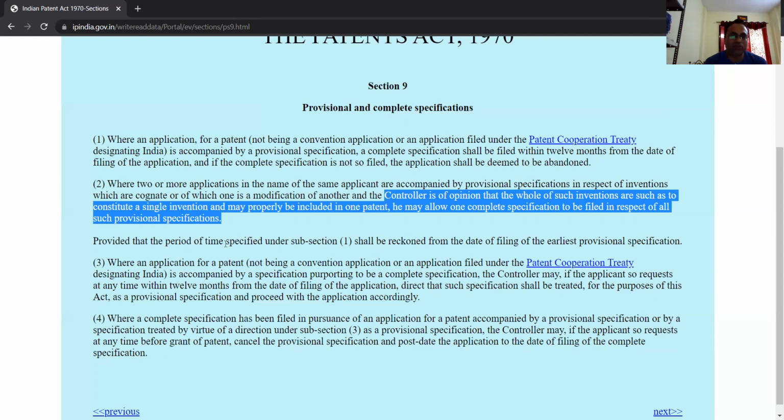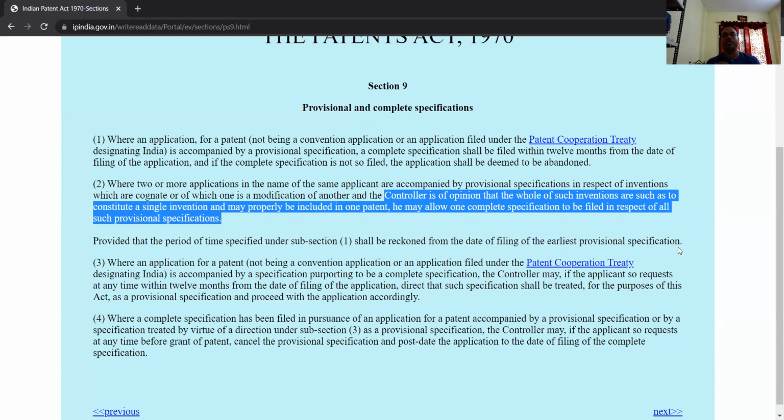Provided the period of time specified under subsection 1 shall be counted from the earliest provisional specification. So 12 months will be counted from the first one. For example, in January I file, then February also, then March, April, May, June, July, August, September, October, November, I also file one application. So the 12 months for combination will be counted from January.